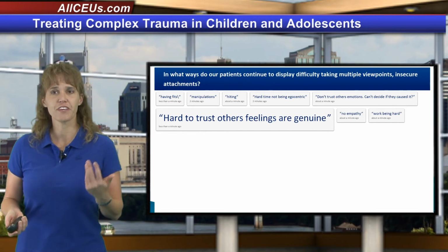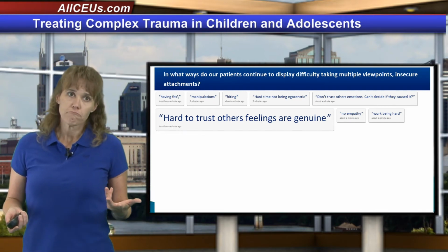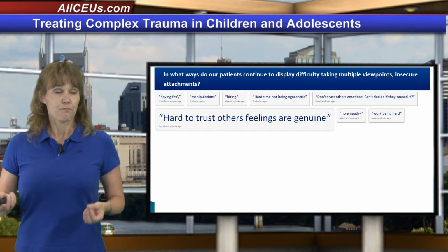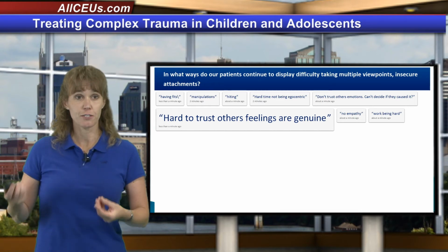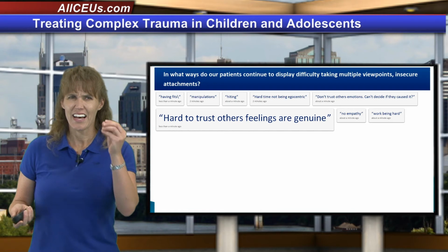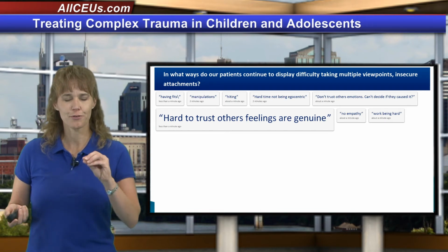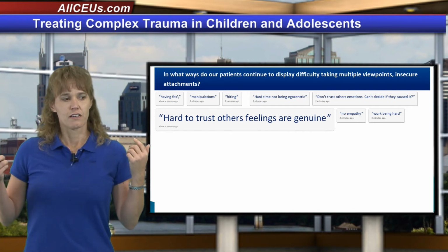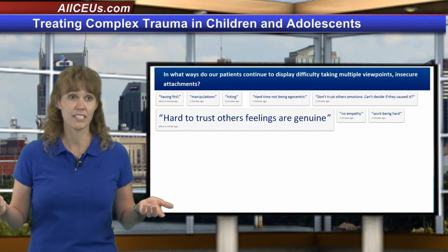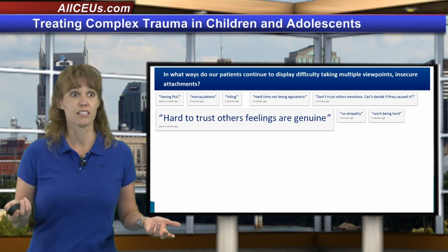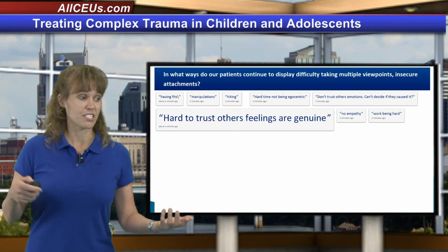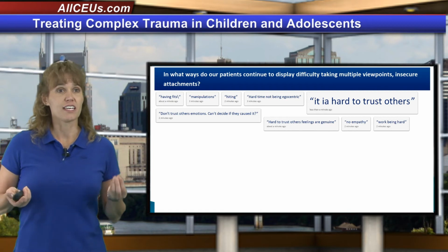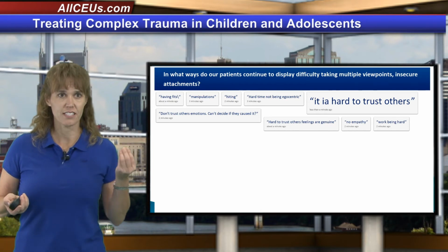It's hard to trust that others' feelings are genuine. Well, yeah. It's hard to trust anyway because I don't know what I'm feeling if I've experienced complex trauma. So how good am I going to be at reading other people's feelings? From a child's point of view, this makes the whole world really, really scary and confusing. And they can't trust themselves, they can't trust anybody else, they can't figure out how to interpret stuff. So we keep coming back to this trust thing.